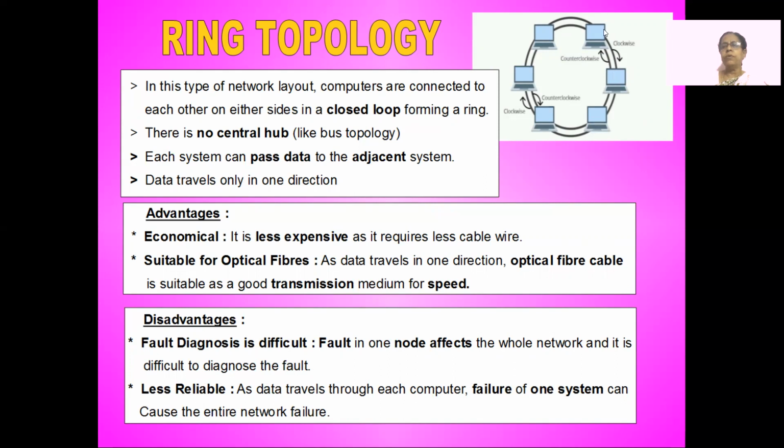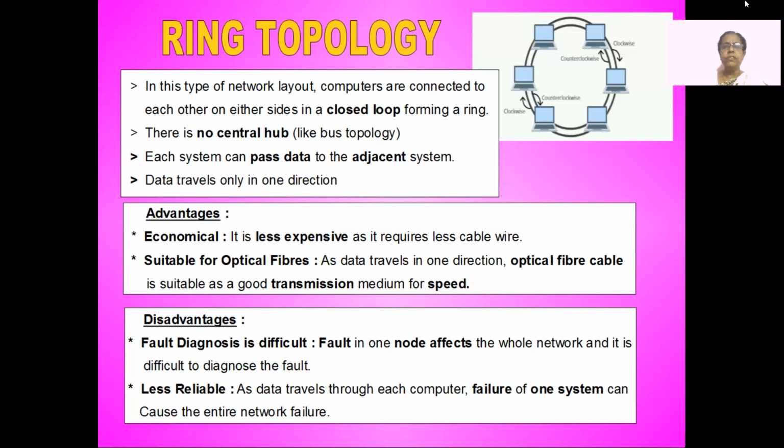But whichever computer you send it through, it goes only in one direction. The data is transferred in one direction from one system to another. If you're sending it from here, it goes to this system, then this system, then this system, till it reaches its destination. So any side you can pass, but it moves only in one direction.